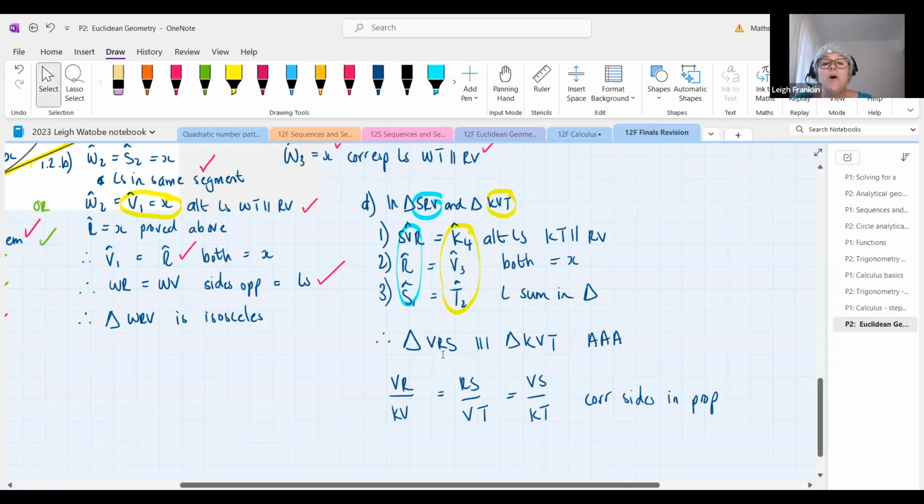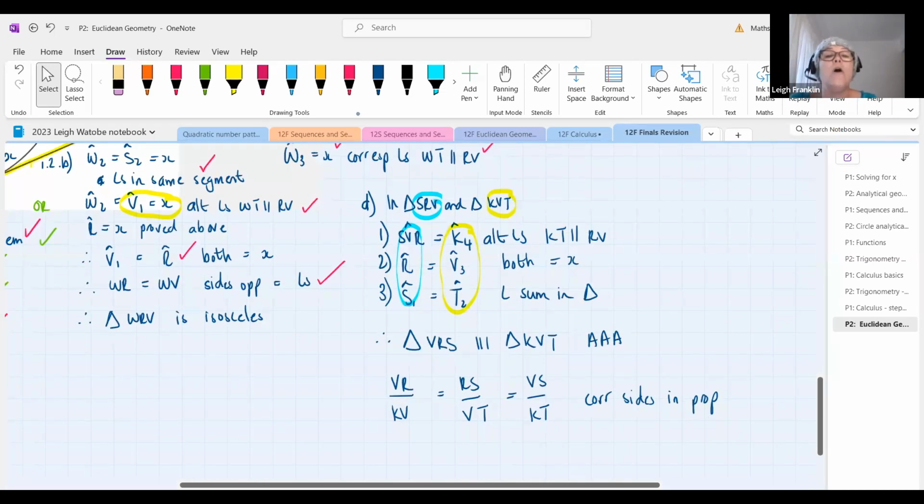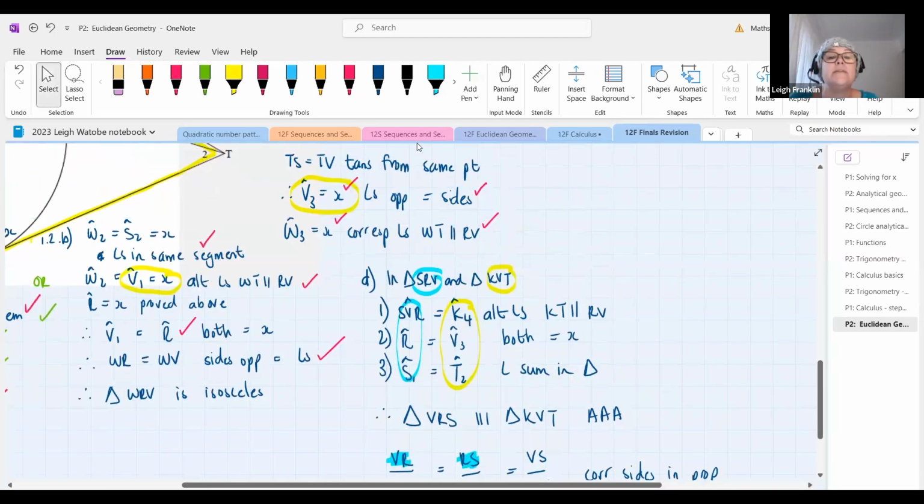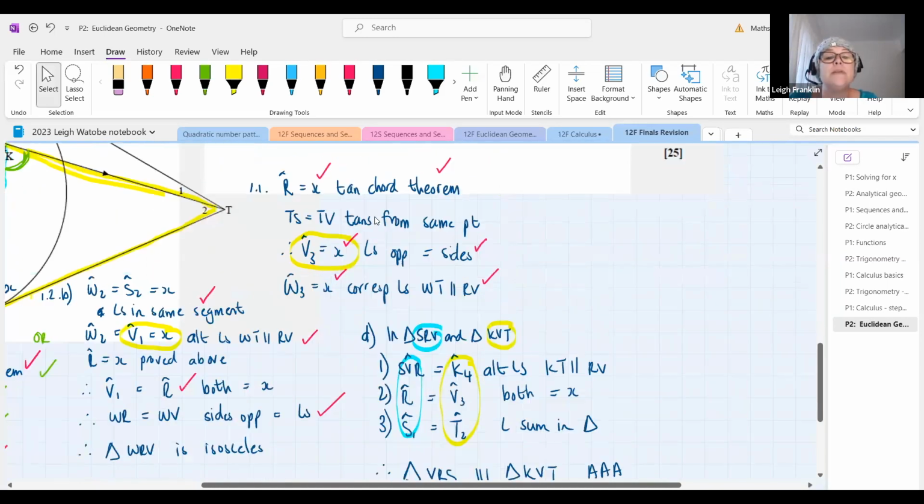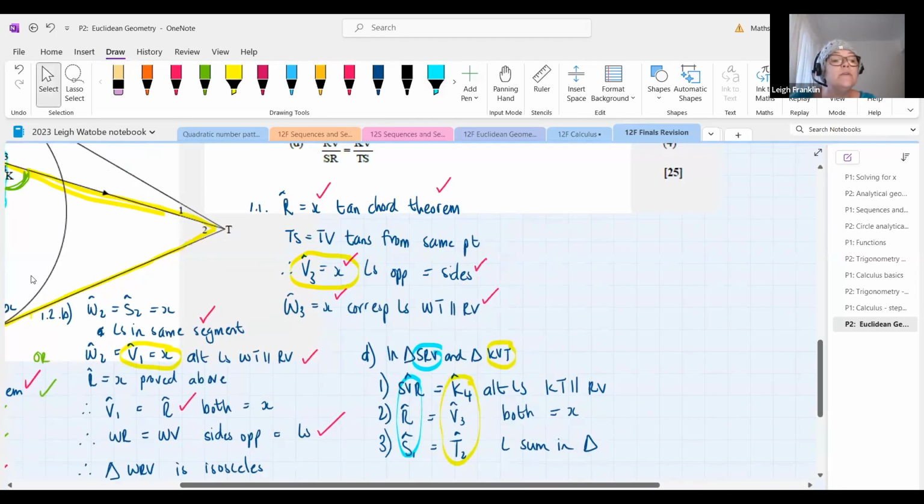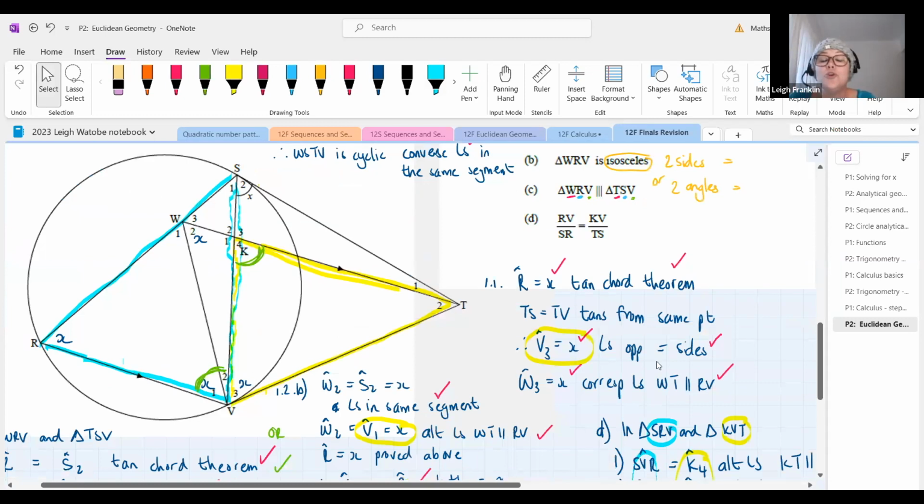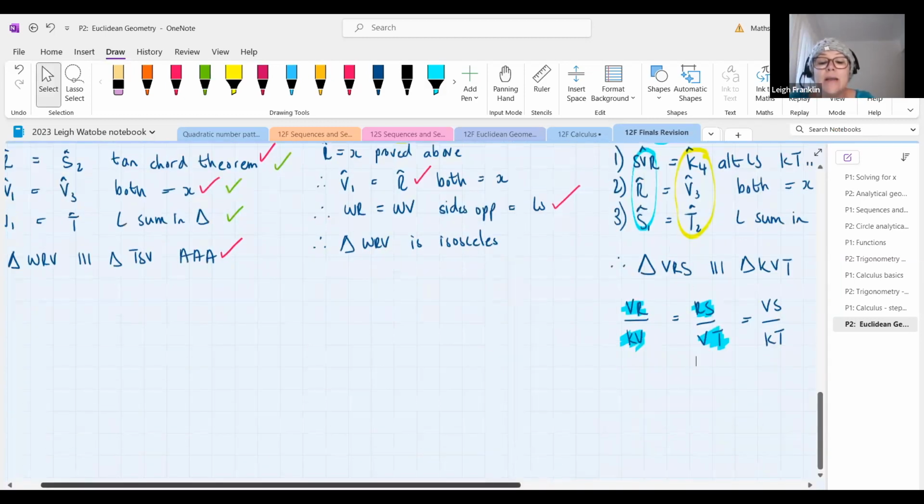Let me just double check myself. VR over KV, RS over VT, yes. And then first and last, VS over first and last. Cool. Now I'm going to go back. I want RV and SR. RV is here. SR is there, or RS is there. Then I want KV and TS. Okay, now I don't have TS, I have TV, don't I? But I know that TV is equal to TS. So now I can swap that out again.